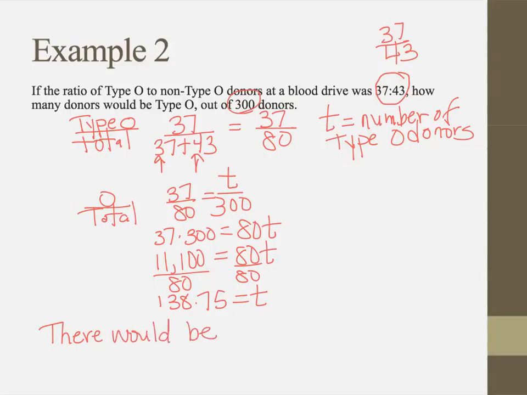there would be about, we're going to round that up, 139 type O donors. Okay? Well, now we're going to look at an example where we find the unit rate first.